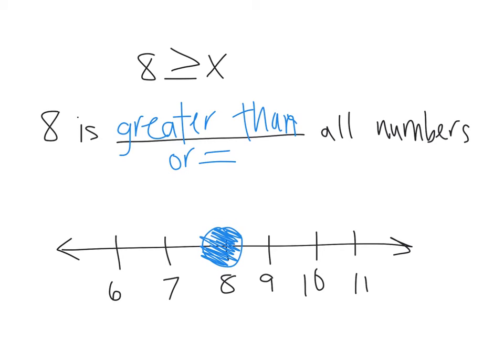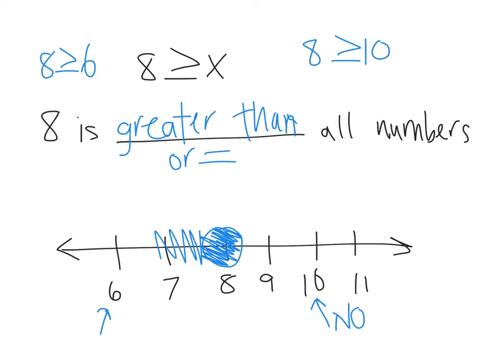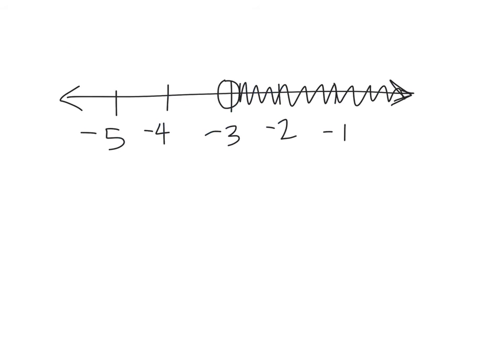Now, we want 8 to be greater than all these other numbers, so we can test out some values. We can test out 10 and we can test out 6. So is 8 greater than or equal to 10? 8 is not greater than 10, so 10 should not be shaded in. Let's check 6. Is 8 greater than or equal to 6? And the answer is yes. 8 is greater than 6, so that means that 6 is part of the solution, so that's the side that needs to be shaded.